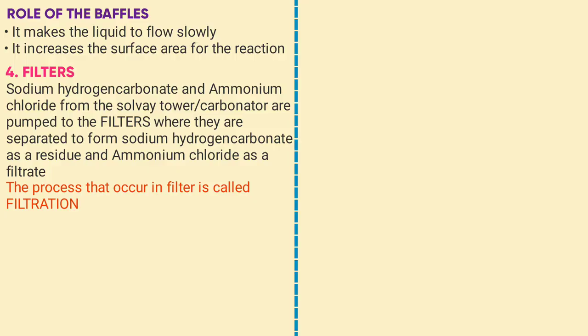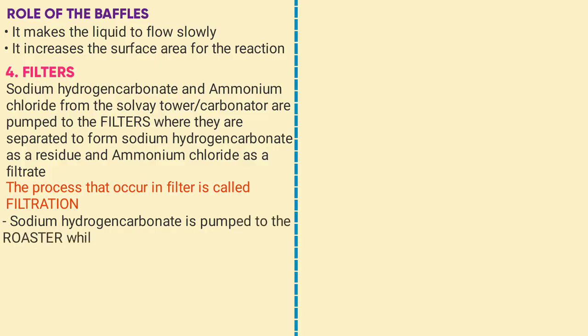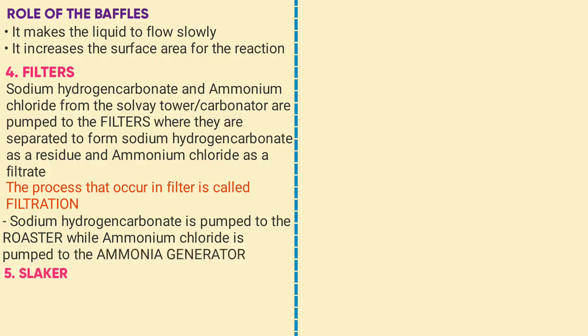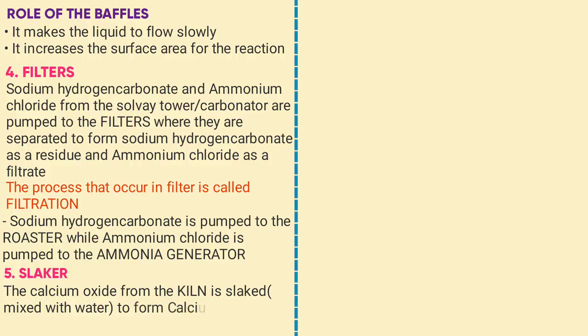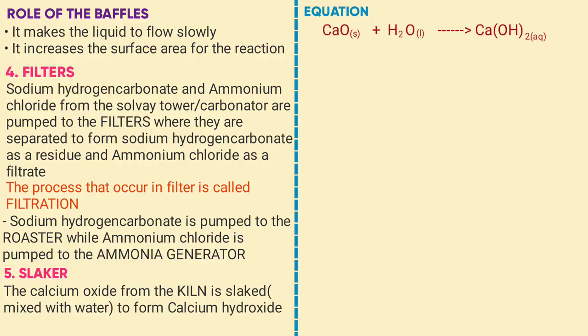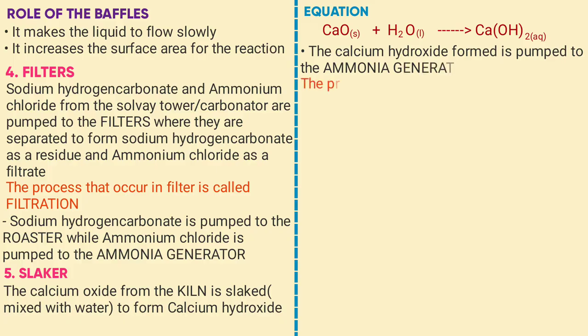Now sodium hydrogen carbonate, which is a residue, is pumped to the roaster, while ammonium chloride is pumped to the ammonia generator. So the next part is called the slacker. Now the calcium oxide from the kiln is slacked, that is mixed with water to form calcium hydroxide. The equation is CaO(s) + H2O(l) → Ca(OH)2(aq). Now the calcium hydroxide formed is pumped to the ammonia generator. The process that occurs in the slacker is called slacking.